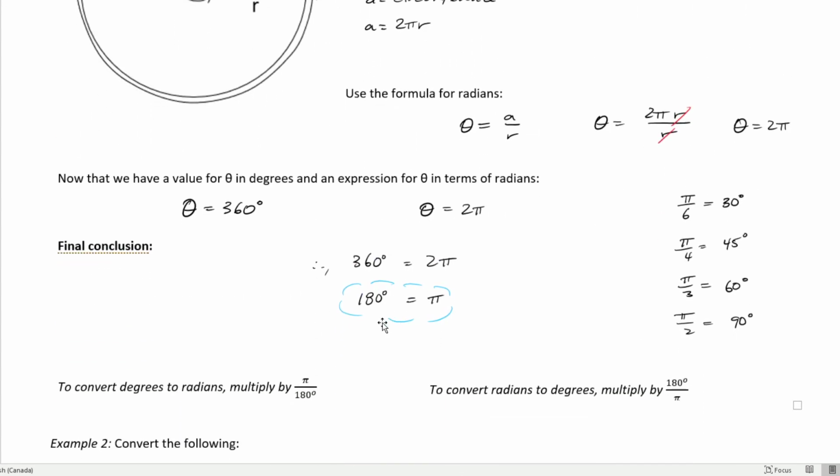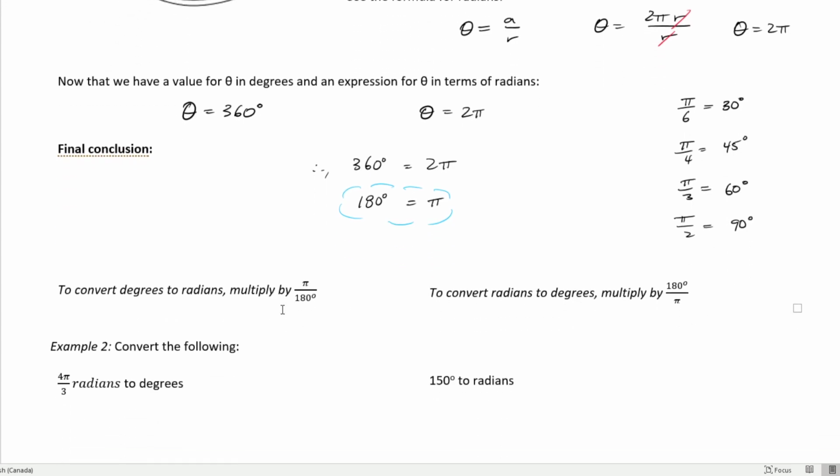Using this relationship right here, 180 degrees is equal to pi radians, we can come up with expressions for various common degrees that we see when doing trigonometry. So pi over 6 radians is 30 degrees, pi over 4 radians is 45 degrees, pi over 3 radians is 60 degrees, and pi over 2 radians is equal to 90 degrees. Alternatively, if we want to convert degrees to radians, we can multiply by pi over 180 degrees, or if we want to convert from radians to degrees, we can multiply by 180 degrees over pi.